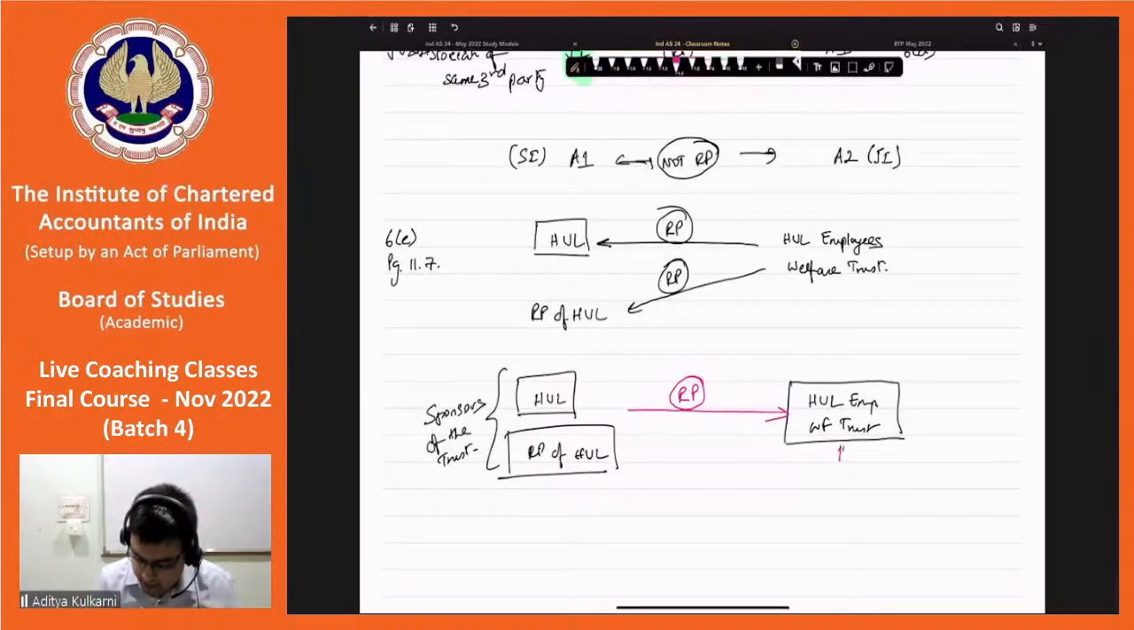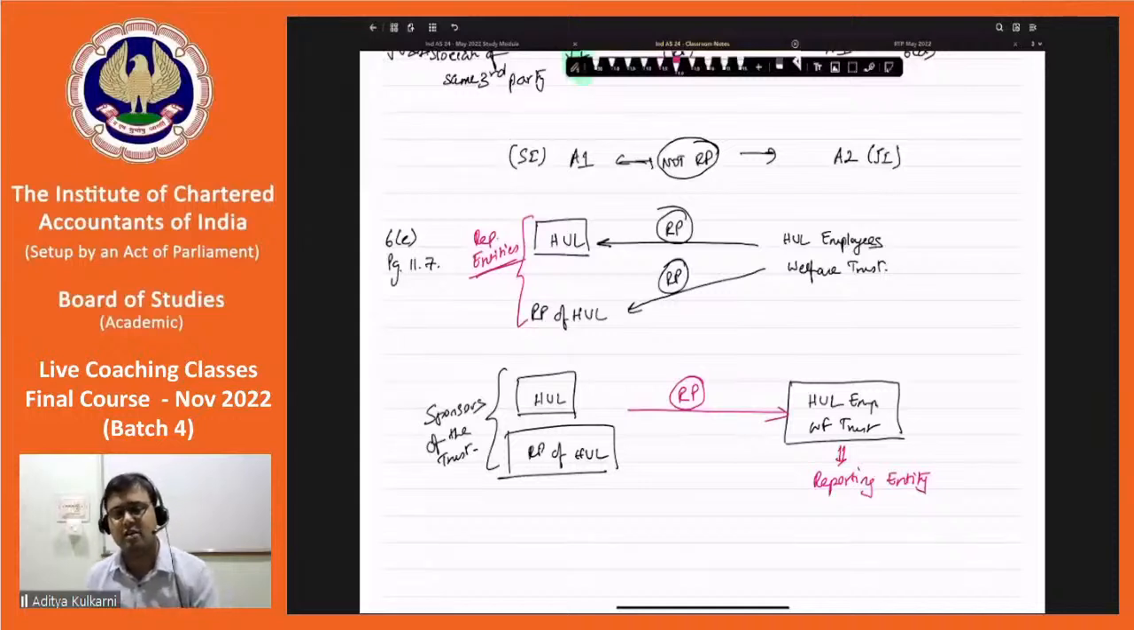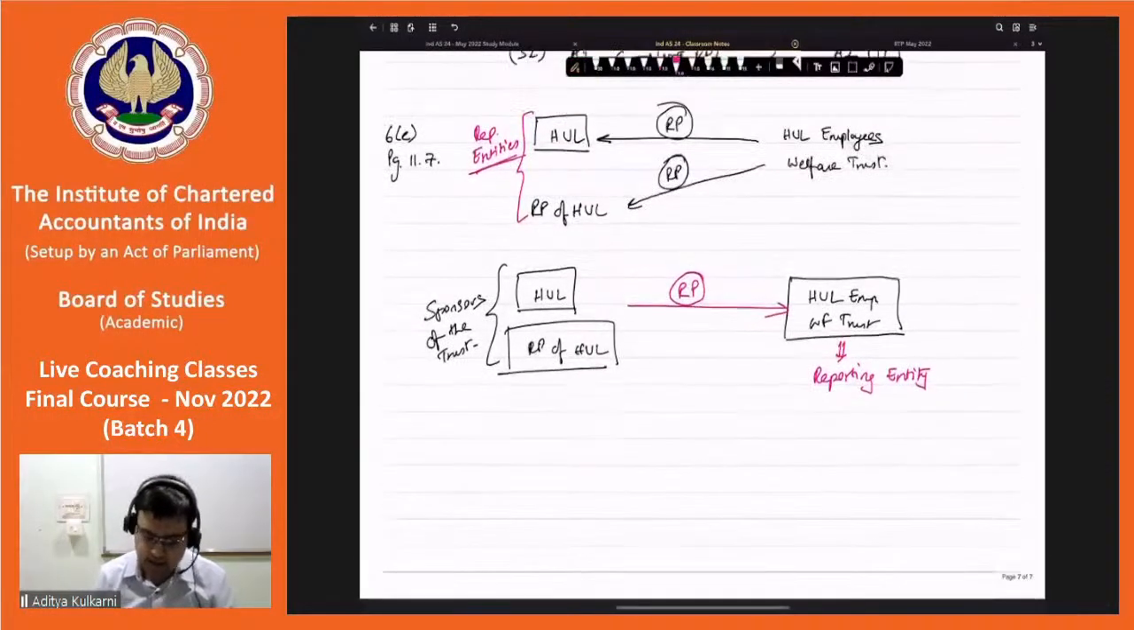And we are preparing the financial statements of the trust. So in the second case, the trust is my reporting entity. In the first case, the companies were my reporting entities. The trust would be the related party. In the second case, the trust is the reporting entity. Sponsors are the related party. Okay, so that is 6E for you.